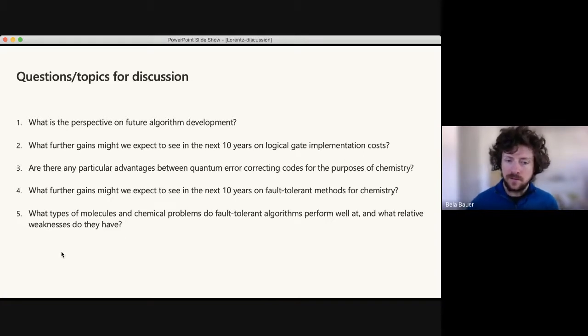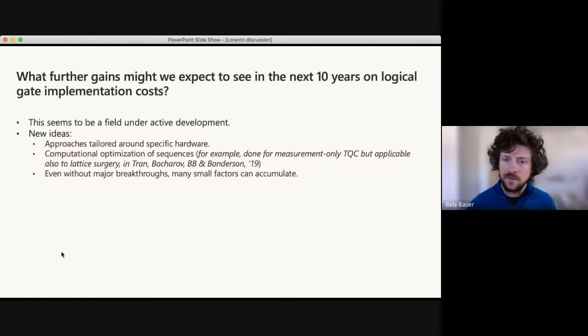Let me just give a couple of thoughts on some of these questions. So the question on gains on logical gate implementation costs, this seems to be a field that's on a very rapid development right now, with lots of new ideas by tailoring these approaches around specific areas, maybe doing computational optimization of the sequences.